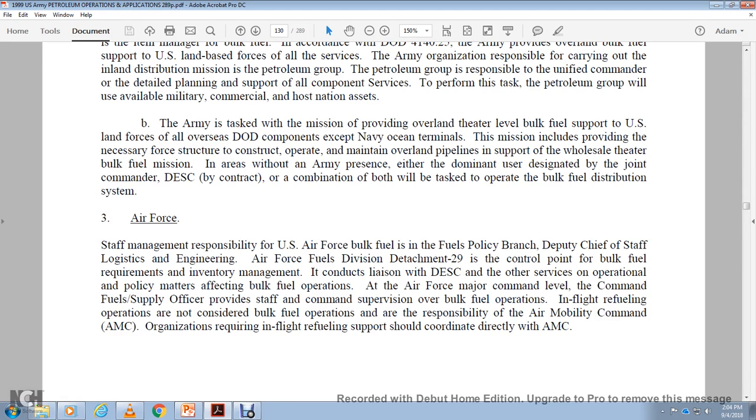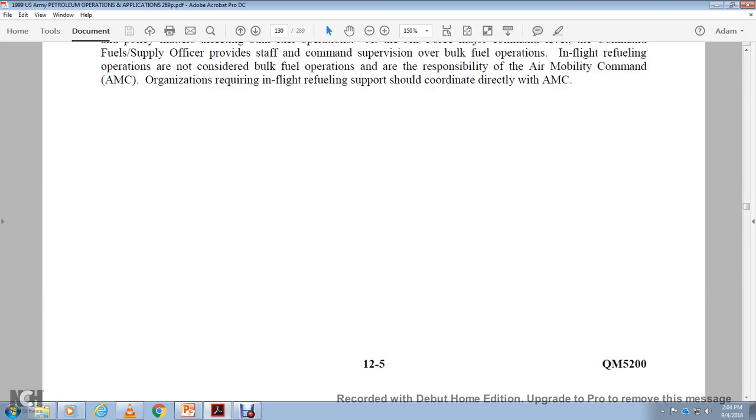In-flight refueling operations are not considered bulk fuel operations and are the responsibility of the Air Mobility Command, or AMC. Organizations requiring in-flight refueling support should coordinate directly with the Air Mobility Command.